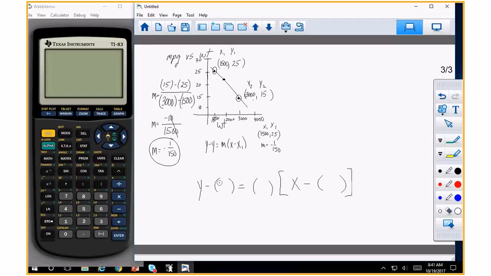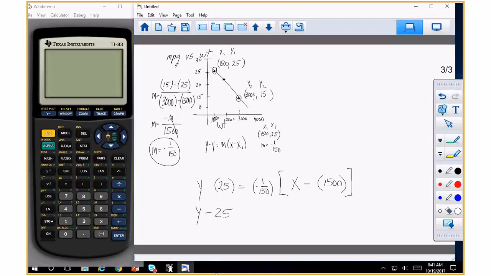So, 25, negative 1 over 150, and 1,500. The reason I'm not using a calculator and changing it to 1 over negative 150 is when you start changing it to decimals, you're going to have to start depending on what? The calculator. That's why they get you to use calculators so much in school, so you use less of your brain.